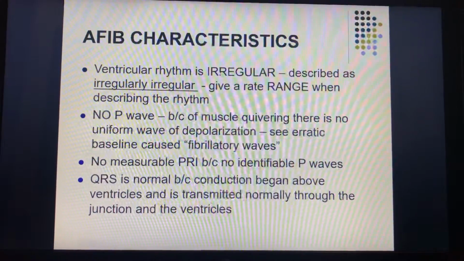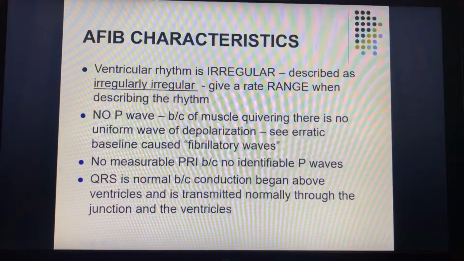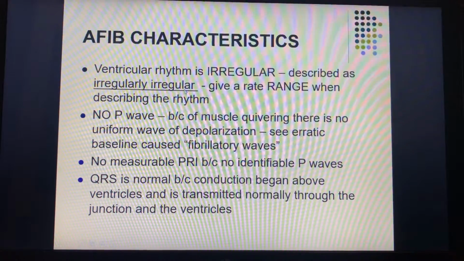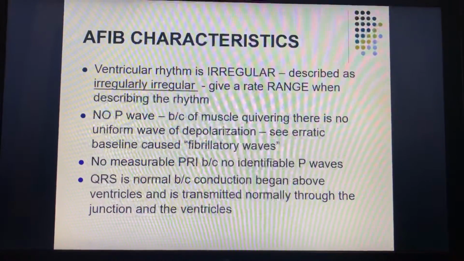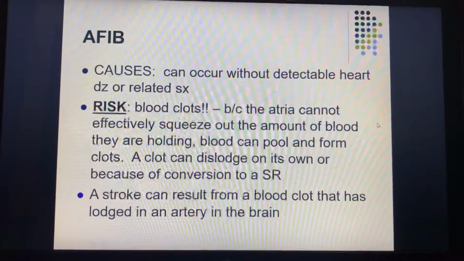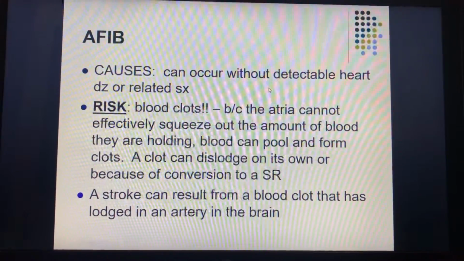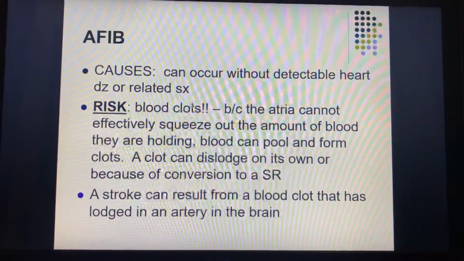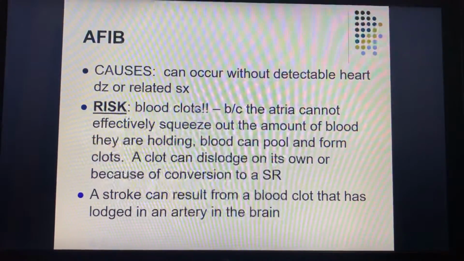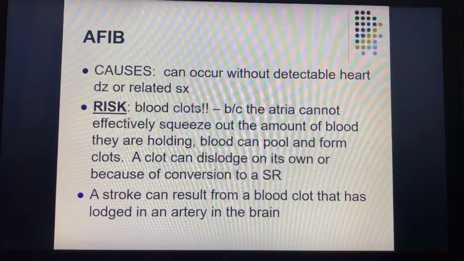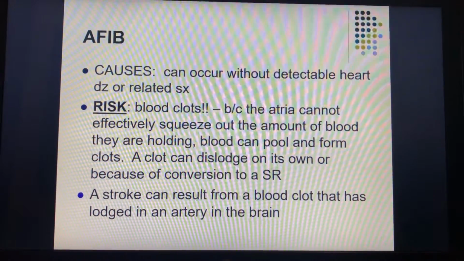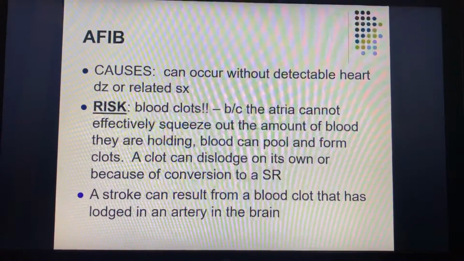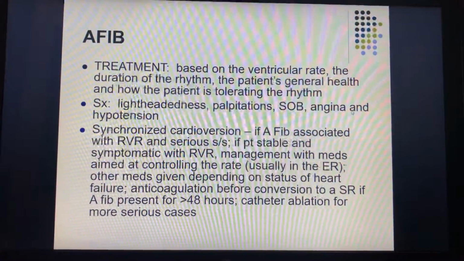AFib. Ventricular rhythm is irregular. Described as irregularly irregular. Okay? No P wave. Why? Because the heart's just quivering, so it's not able to actually do a pump. Now, risk on this. It's blood clots and strokes, you guys. Blood clots and strokes. Why? Again, because your heart is not squeezing properly, so blood's just sitting there. Alright? So that's a major risk.